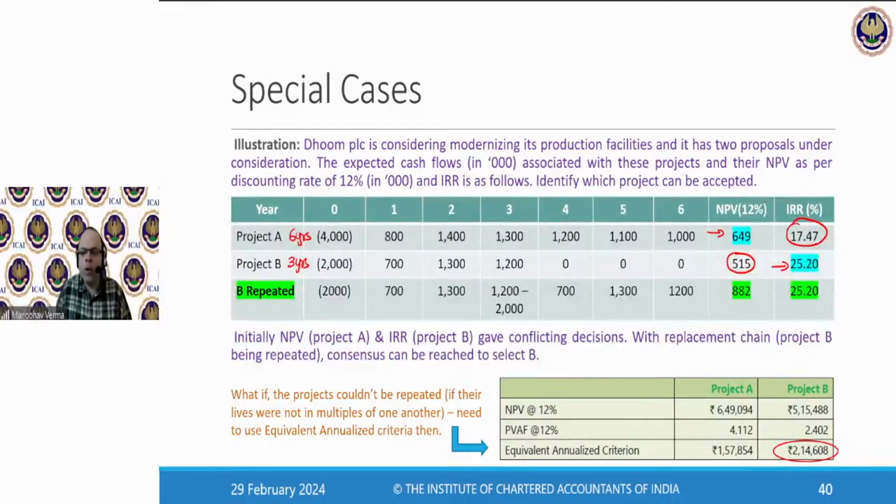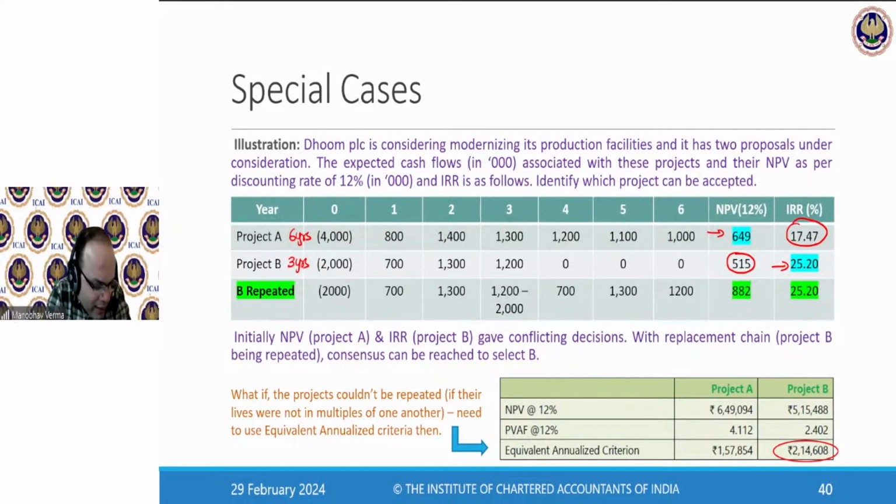IRR is always favoring the projects with higher returns or early returns, or projects with a shorter life. Do you see that, guys? Project B is recommended by IRR and NPV is recommending project A. That's a conflicting decision, clearly. How do we solve this conflict?